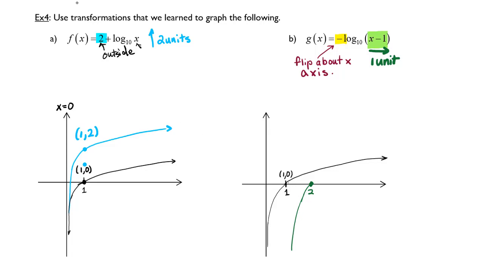And my vertical asymptote will now exist at 1 instead of 0. And then I'm going to flip my function about the x-axis. So my final function will still cross at 2, 0. But instead of the function approaching negative infinity, as I get closer and closer to the vertical asymptote, it will approach positive infinity.